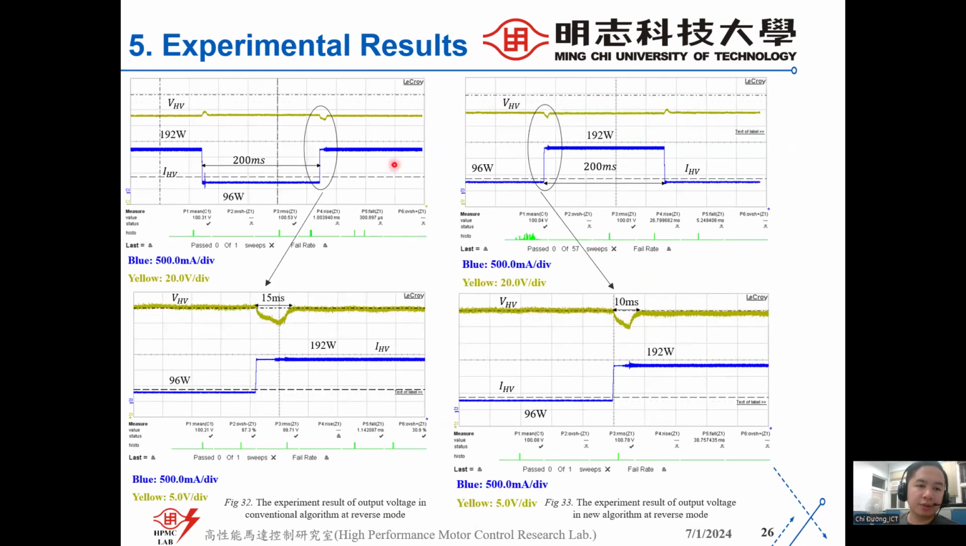And the next is the output voltage in the experimental result. You can see I also set the same load with the forward mode, and it also has a drop when we add more load, and it will have overshoot when we take off a load, but the cycle time is 50 milliseconds. But when we compare with the new algorithm with the same load, the output is also stable at the reference voltage, and the cycle time is also reduced by 10 milliseconds compared with the conventional algorithm.